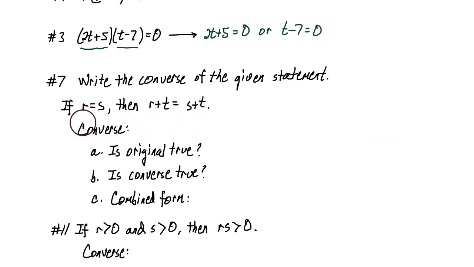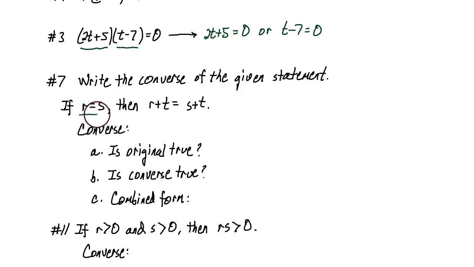For question 7, we're given a sentence and asked to write its converse. The converse of a sentence is created by exchanging the hypothesis and conclusion of the sentence. That is, by writing the sentence in opposite order. For number 7, our sentence is, if r equals s, then r plus t equals s plus t.